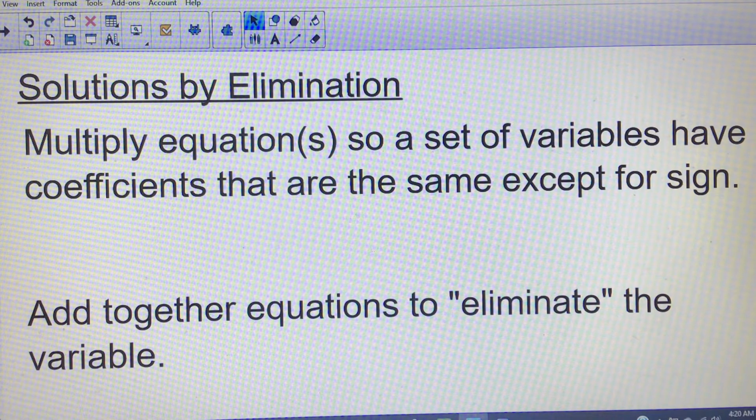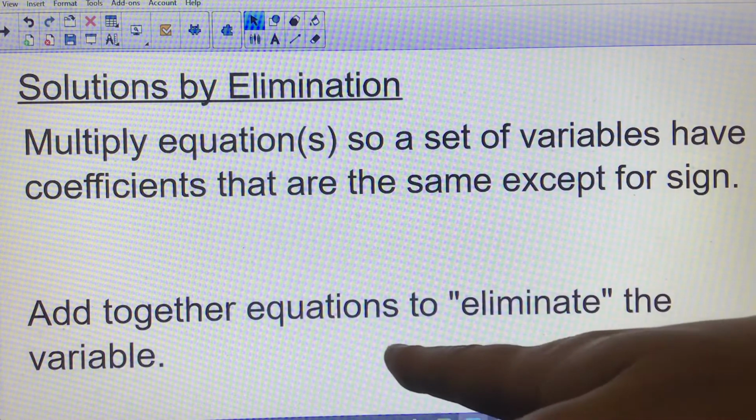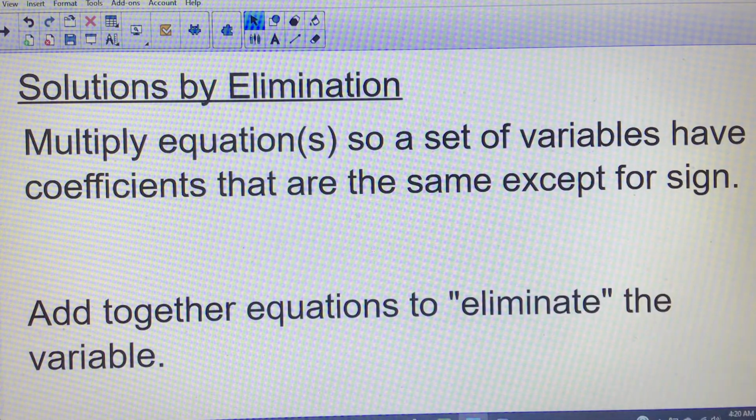The idea is once you get the variables to match except for their sign, you can add the equations together and it will eliminate one of the variables. So if you had 5x and -5x, those 2 things would cancel. And usually the goal of elimination is if you have x and y, you want to eliminate one of those variables, because once you have one variable, you can use regular algebra to solve the equation. The problem is when you have multiple variables, it becomes more difficult.